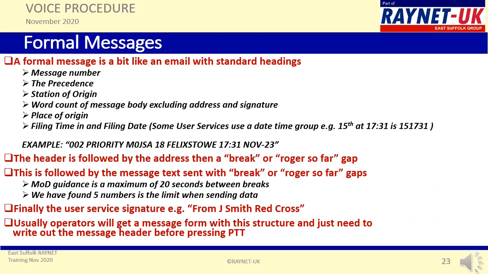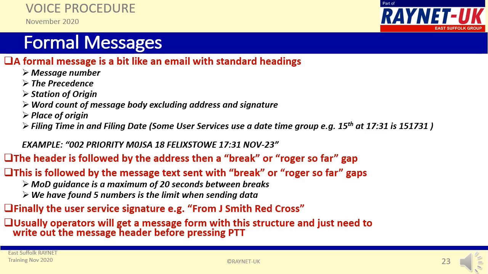Formal messages are used for communication between user service representatives. A formal message is a bit like an email with standard headings: the message number, the precedence, the station of origin, which is your call sign and stays with the message even if it is forwarded, a word count of the message body, excluding the address and signature, a place of origin, which again stays with the message even if it is forwarded, and the date and time that it was filed for transmission.